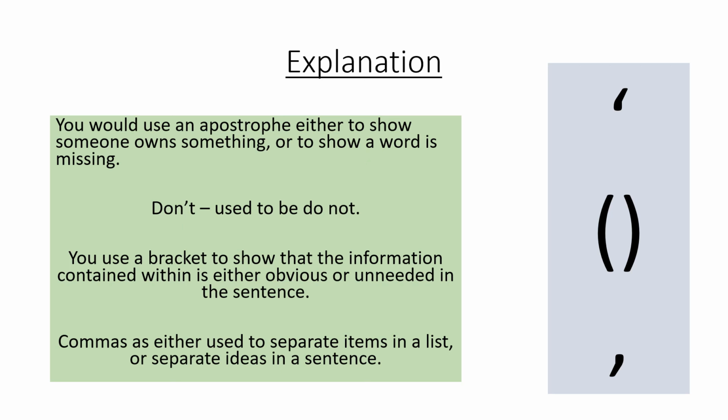So here's the explanation. So whenever they ask you about an apostrophe, it's either to show that someone owns something, as in a possessive apostrophe, or to show that a word is missing. And the apostrophe, it kind of looks like an upside down comma that's up in the air. So the example that we used before was don't. So it used to be do not, but we've put the apostrophe there to show that we've had the O removed. So for the brackets, so we use brackets to show that the information contained is either obvious or needed.